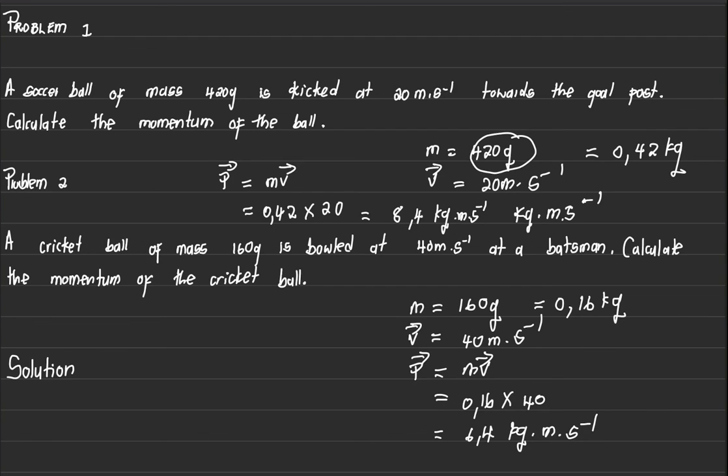So basically, what you need to do in order to always get your momentum calculations correct is to always make sure that your mass is in kilograms and your velocity, or your speed, is in meters per second.